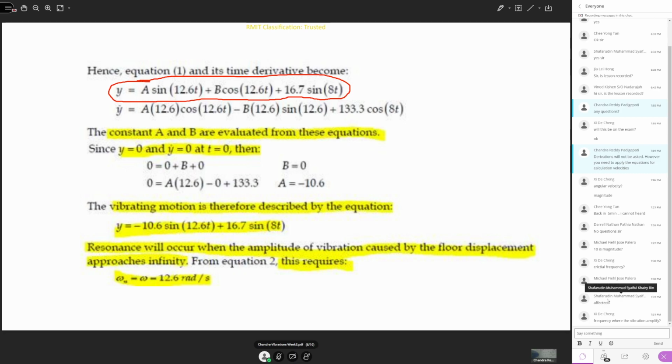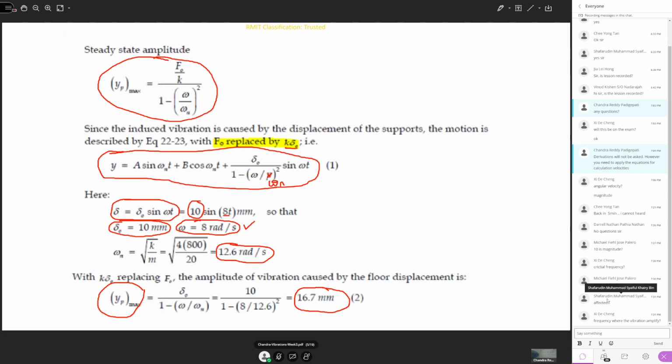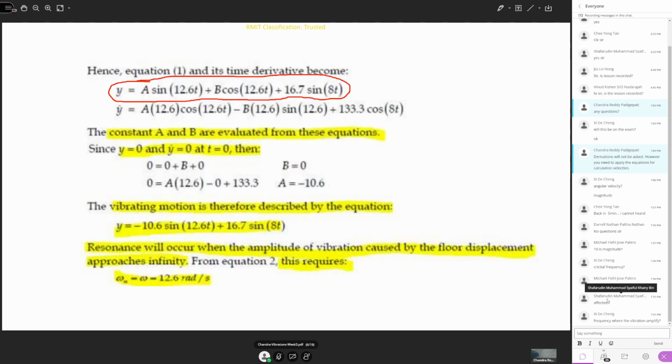So in A sine omega n t, omega n is the natural frequency, which we calculated here, that is 12.6. Then B cos omega n t. Then yp is the maximum displacement which we calculated, 16.7, times sine omega t. Omega is the external frequency, 8. So this is the solution for the displacement. Now we need to find out what the unknowns are. We do not know A and B. So we need to calculate A and B.